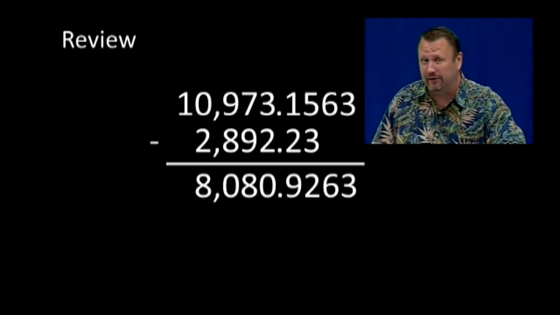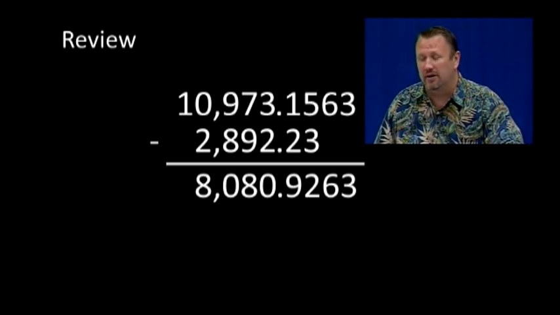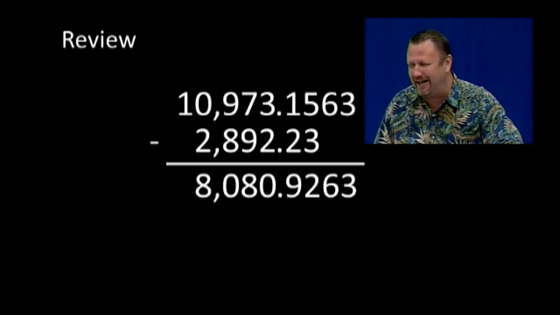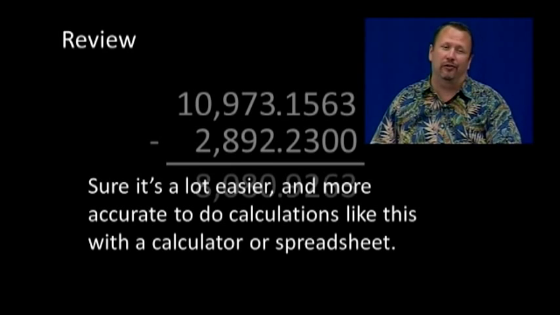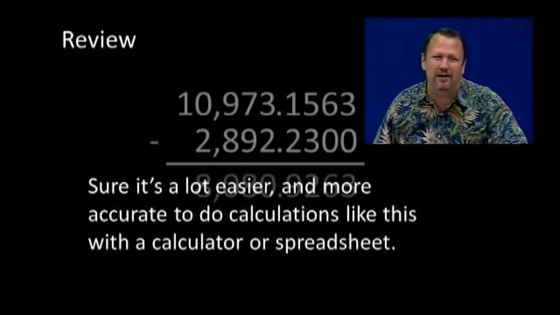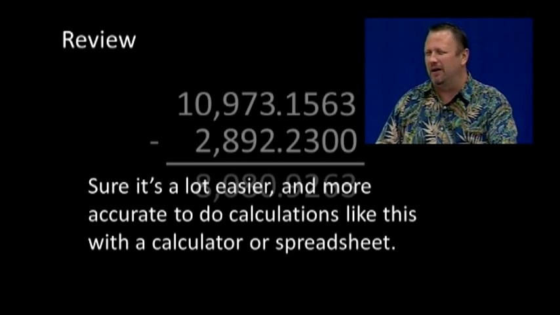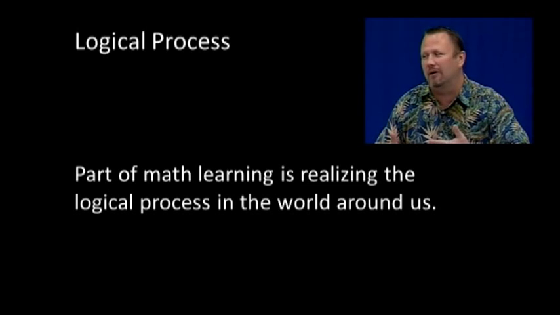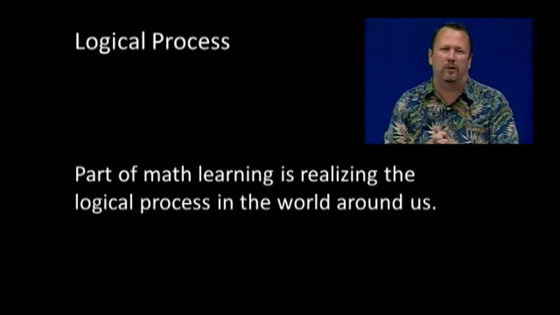10,973.1563 minus 2,892.23 is equal to 8,080.9263. Sure, it is a lot easier and far more accurate to do these calculations with a calculator or a spreadsheet. However, part of our math learning is realizing the logical process in the world around us.